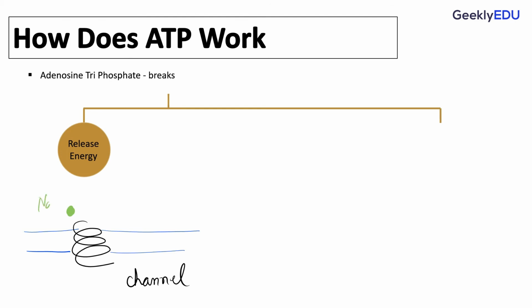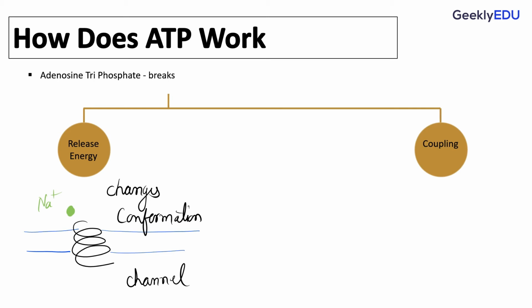So the release of this energy from the hydrolysis of ATP can cause conformational changes, changes in the fitting of this protein that we are talking about, and the sodium is allowed to be passed. So that's the direct release of energy, and using that direct energy release to cause conformational changes. The other way is coupling. What is coupling? Let us try to understand that.